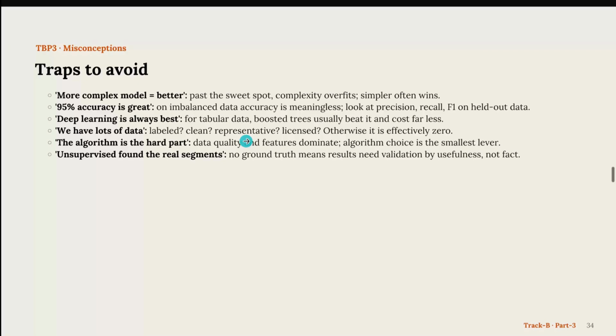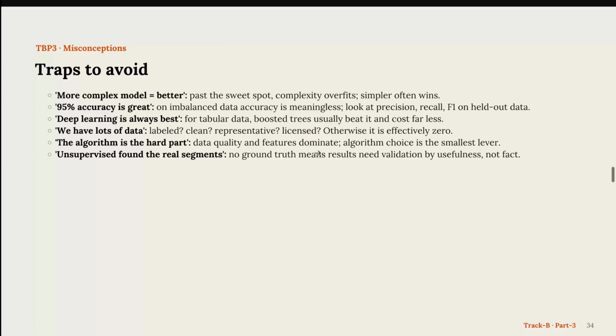Yeah, the algorithm is the hard part. No, the data quality and features dominate, especially in classical ML. The unsupervised model found the real segments. It's true to a great extent, but we need to understand what the ground truth is, and then use a regression if required to validate them. So unsupervised found the real segments is not 100% true. It only means that there is no ground truth. Results need validation by usefulness, not by the fact. So we need to run a regression also on top of that.